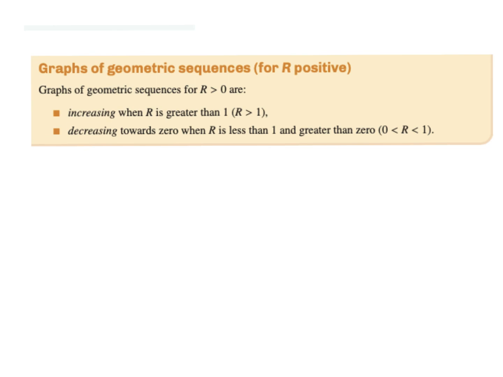The graphs of geometric sequences, for R positive: it's increasing when R is greater than 1, that's what we just talked about. This little language here is just the way they say that the R number is bigger than 1. That's just the way you can say it mathematically. And the same, it's decreasing if R is between 0 and 1, okay? All right.